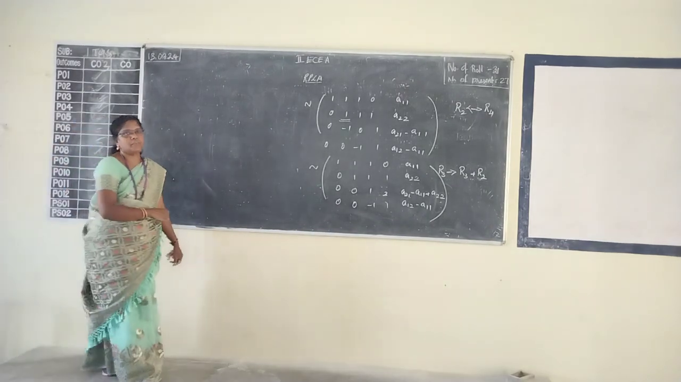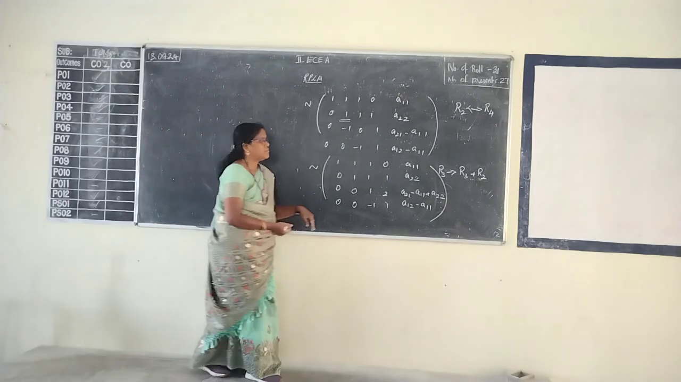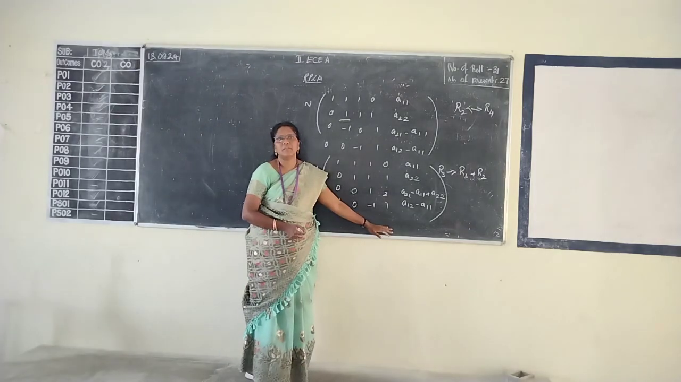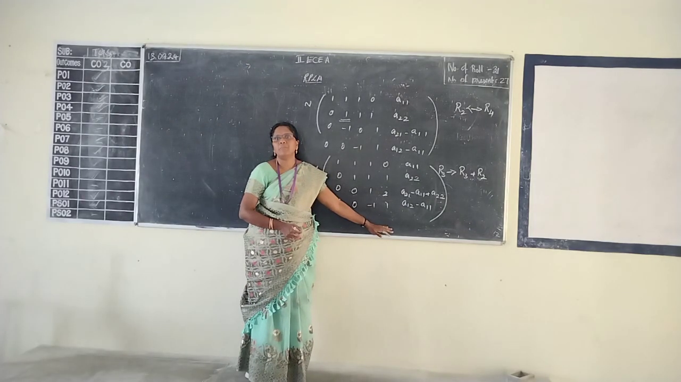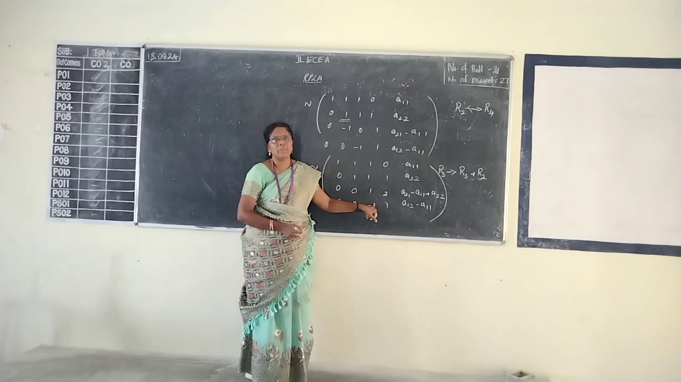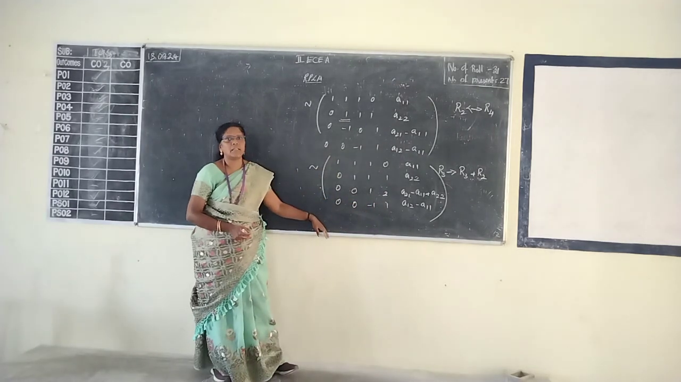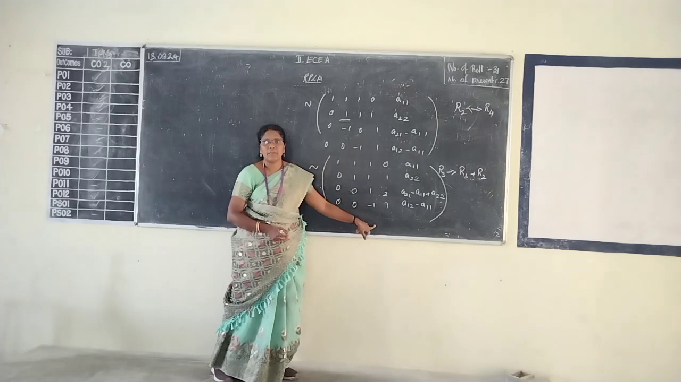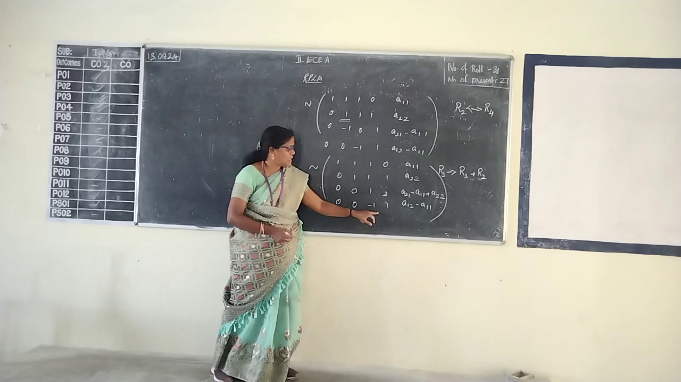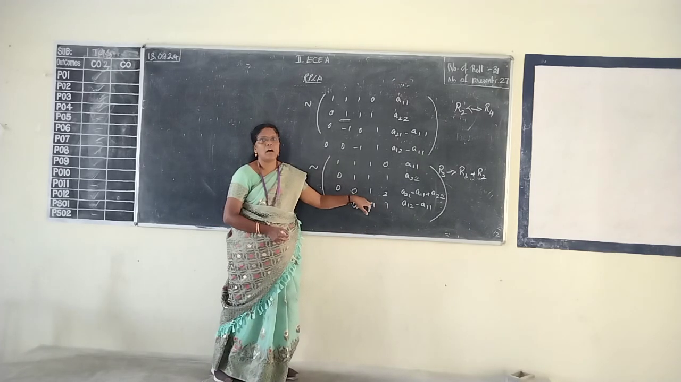Tell me the next step. Next step, what is the procedure? With the help of third row, third element, you have to break the remaining third element to 0. How many remaining rows are there? Only one. Okay, no other rows. So we have to make this minus 1 as 0 with the help of 1.